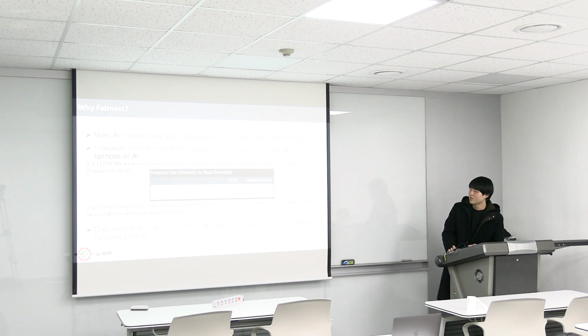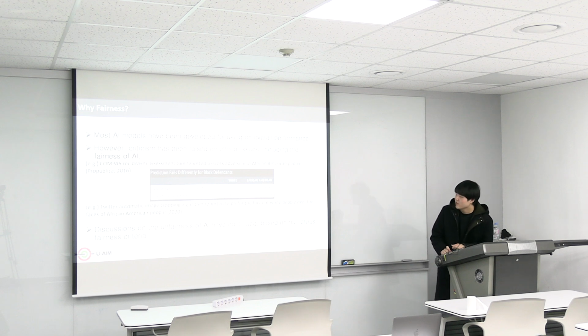This was reported in 2016 to work adversely against African-American people. For example, if you see in this table, the rate of African-Americans who were labeled with higher recidivism risk but didn't offend again was 44.9%, which was about twice higher than that of white people. Also, the rate of white people who were labeled lower risk but did offend again was twice the rate of African-American people.